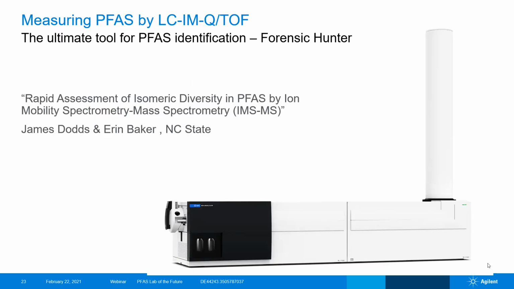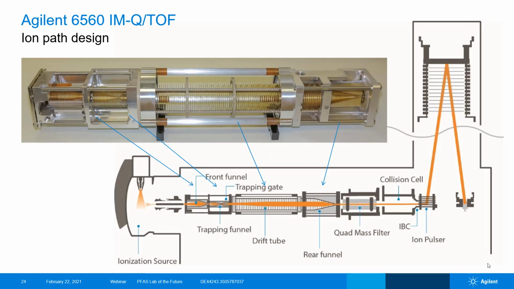The other tool for identifying new PFAS is actually the ion mobility coupled to an LC-QTOF instrument. This is what I like to call the ultimate tool for PFAS identification, or the forensic hunter, because we can actually use this tool to not only find new PFAS, but we can use this actually to identify specific sources of contamination and where they're coming from as well. So for these next few slides, I'd like to credit Erin Baker and James Dodds, who've collected this data on their Agilent ion mobility mass spec instrument for PFAS.